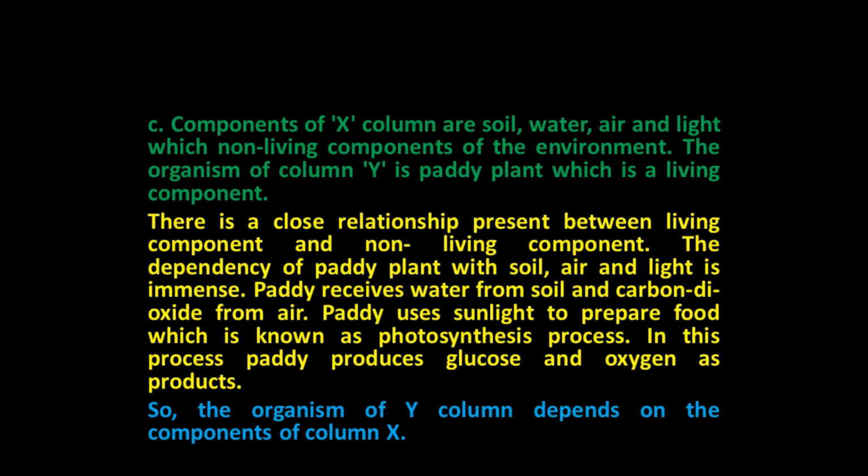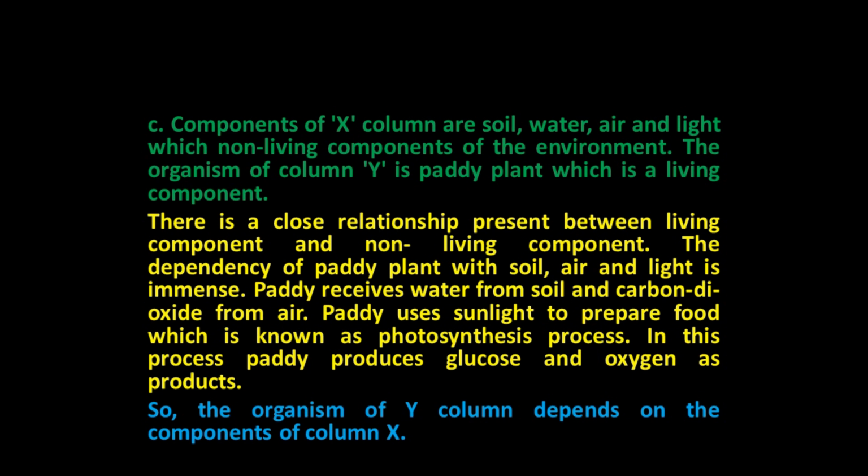Paddy uses sunlight to prepare food, which is known as the photosynthesis process. In this process, paddy produces glucose and oxygen as products. So here all the things in column X are needed: soil is needed for paddy, water is needed for paddy plant, air is needed for paddy plant, light is also needed for paddy plant. So we can say the organism of Y column depends on the components of column X.